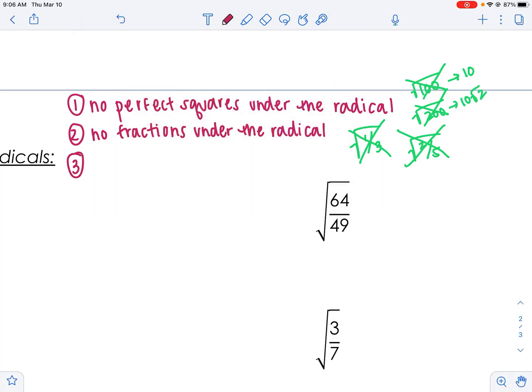And kind of with that rule is that you can't have any radicals in the denominator of a fraction. So, you can't have fractions under the radical, and you can't have radicals in your denominator. So, no radicals in the denominator.